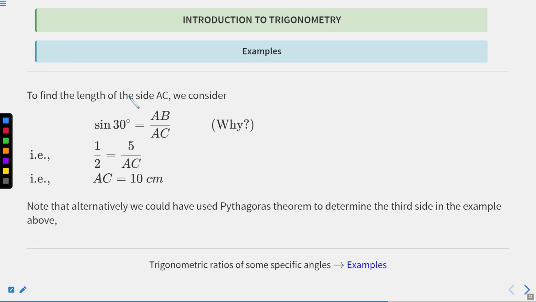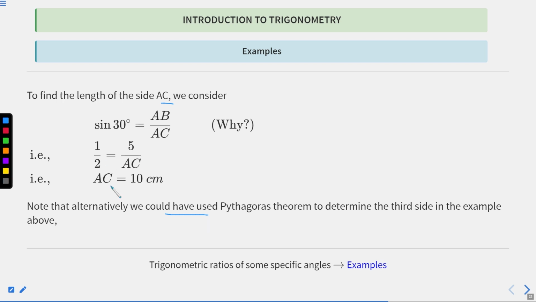And to find the length of the side AC, we consider sin 30 degree is equal to AB by AC. Okay, and here the length of AB is given as 5. So by calculating this equation, we get the value of AC is equal to 10 centimeter. Okay, so note that alternatively we could have used Pythagoras theorem to determine the third side in the example above.